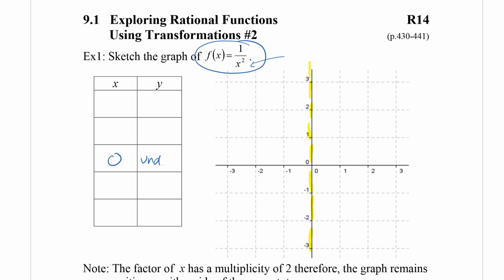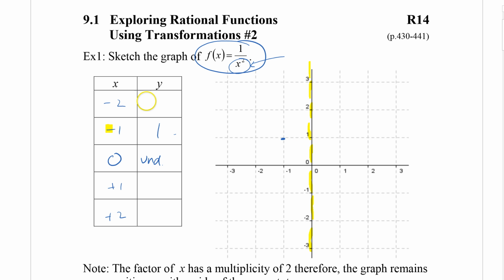Thinking about what other values we could have here, I'm going to put in a negative 1 and a negative 2, a plus 1 and a plus 2. Alright, so if we put in a negative 1 for x, what would we get? We would get 1 over negative 1 squared. Whenever we square stuff here, regardless of whether we start off with a positive x or a negative x, after you square it is positive. So we're going to get 1 over 1, which is equal to 1. So if I put a negative 1, I get a positive 1.